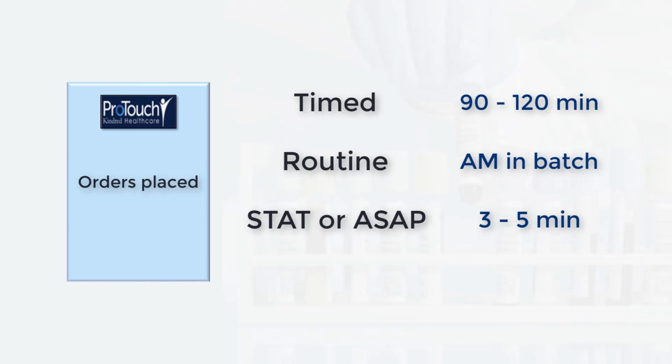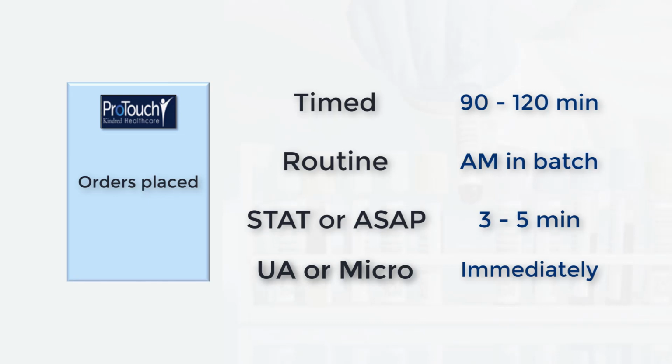Make sure that these labels print before charting those orders as collected in ProTouch. If you don't wait until those labels print and execute those orders, then those labels will not print. When a urinalysis or culture is ordered, the label will print immediately also. You may need to hold these labels for the urinalysis until the patient is able to void. So check with your site-specific location where these labels will be located until a specimen is able to be obtained.